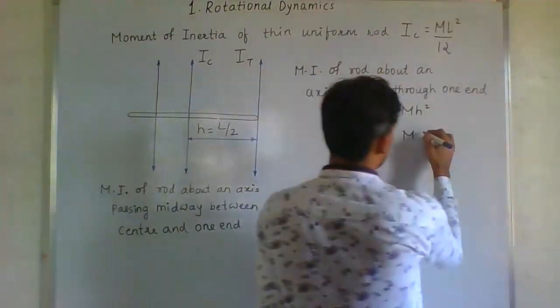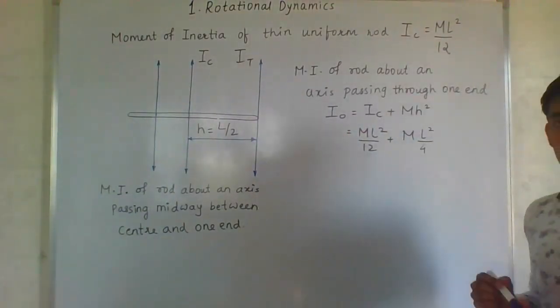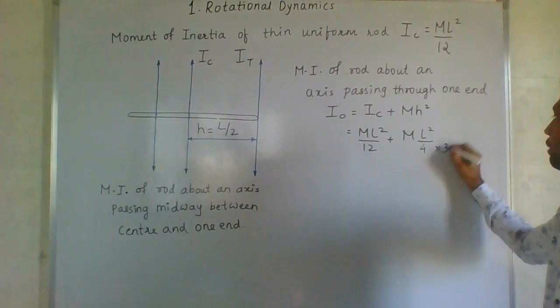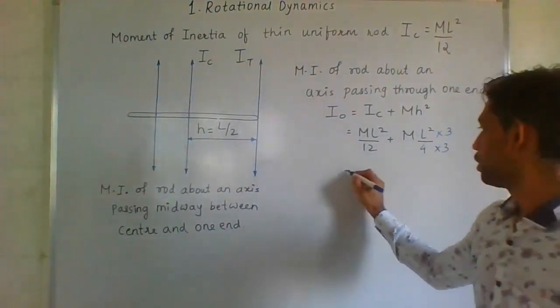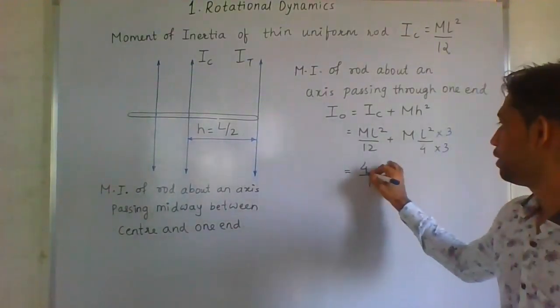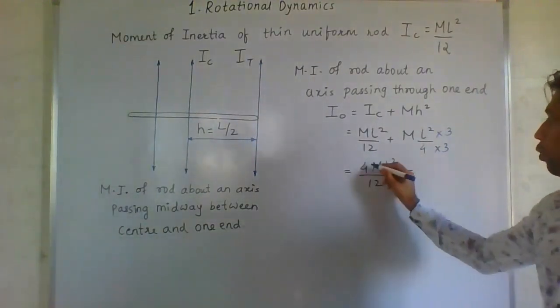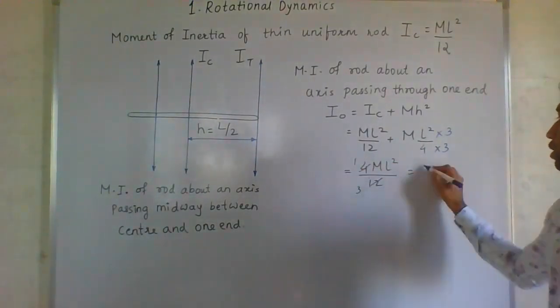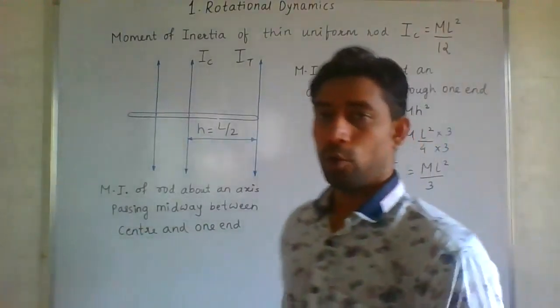Let's substitute over here. Square करके put करते हैं. L square by 4. Now you know what I am going to do. मैं 3 से multiply करता हूँ so that denominator 12 हो जाए. So that is how 12. 3 m L square plus 1 m L square will give me 4 m L square, and that is how 1 by 3. So I get final answer as m L square by 3. I hope you understood this.